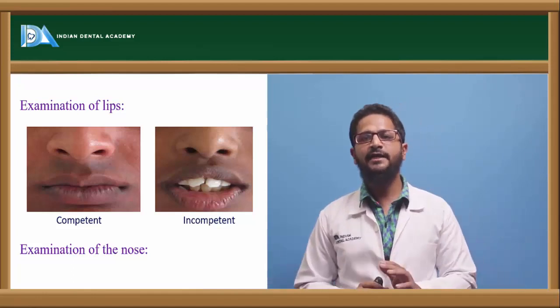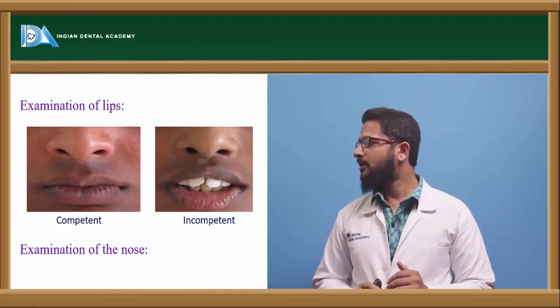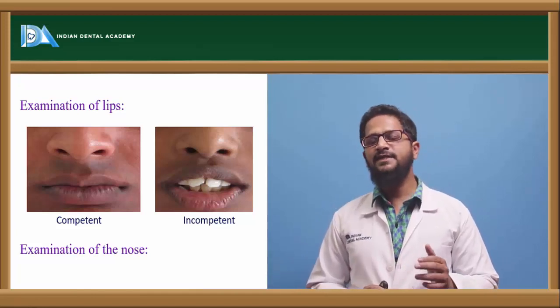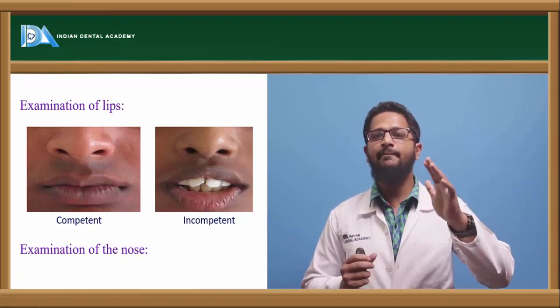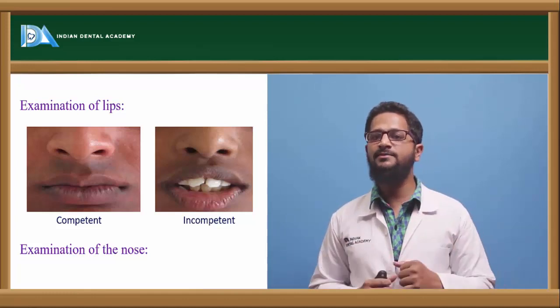The third category is potentially incompetent lips. Now this is the condition where lips have developed normally, but because of severe proclination of upper anteriors, the upper and lower lip cannot make a proper lip seal.